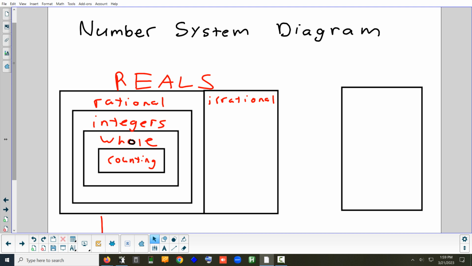If you take all the numbers that you can write as fractions, and then all the numbers that you can't, those are the kind of numbers you study in Algebra 1. Those are called real numbers.